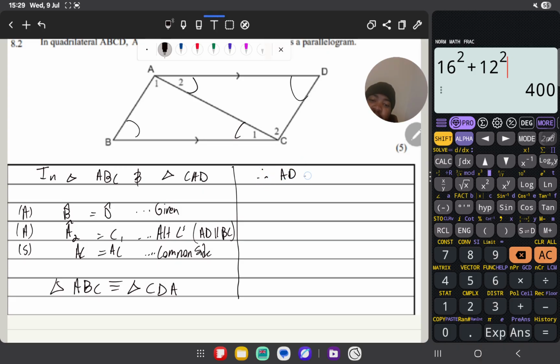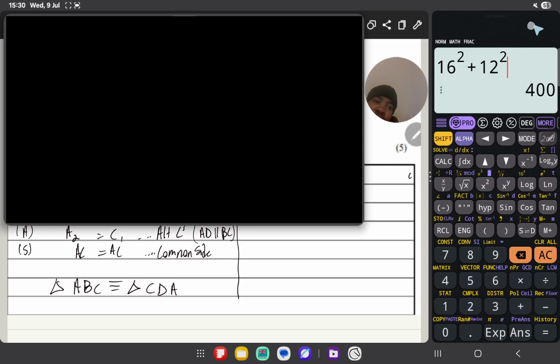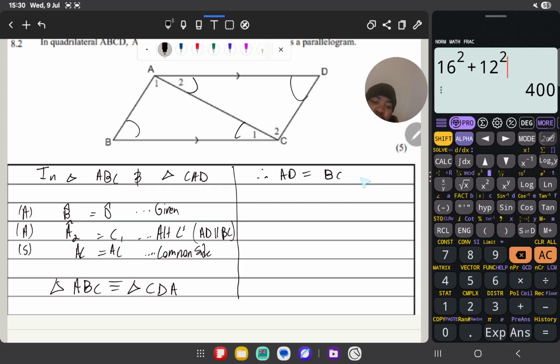Then from here, from congruency, you can say therefore AD equals BC, right? And then here you can just say from congruency, or you can write triangle ABC congruent to triangle CDA, right? So yeah, you can say from congruency, or you could just say that triangle ABC is congruent to triangle CDA, right?